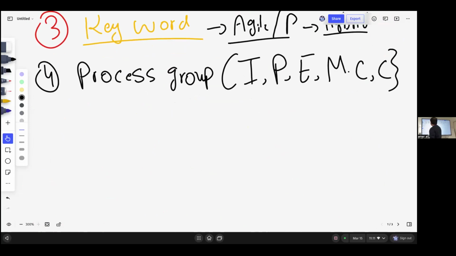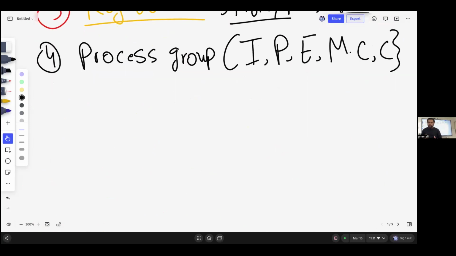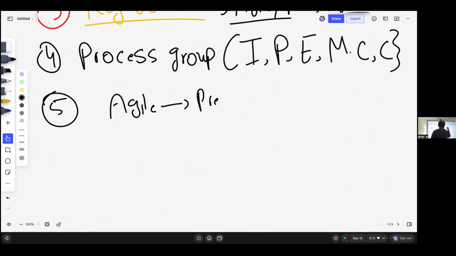Okay, now I have identified which process group we are in. The next step will be: is it an agile life cycle or is it a predictive life cycle? Identify it. The first top three points, if you can only do those, you don't need to do anything else. That will take care of this.